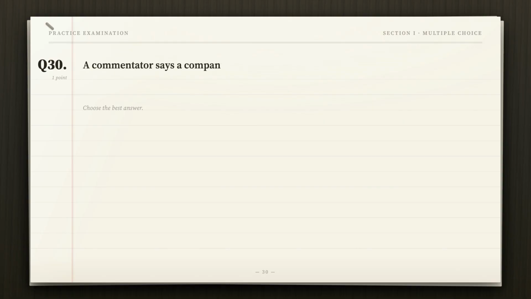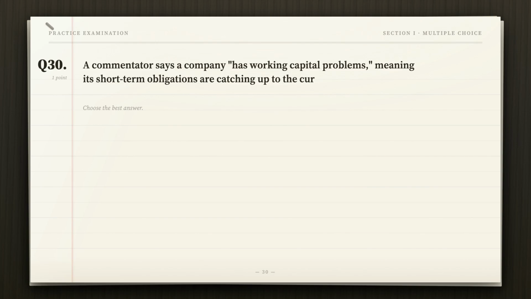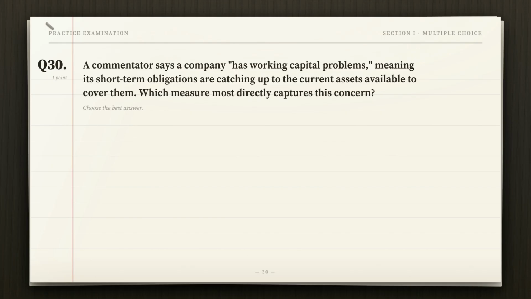Question 30. A commentator says a company has working capital problems, meaning its short-term obligations are catching up to the current assets available to cover them. Which measure most directly captures this concern?